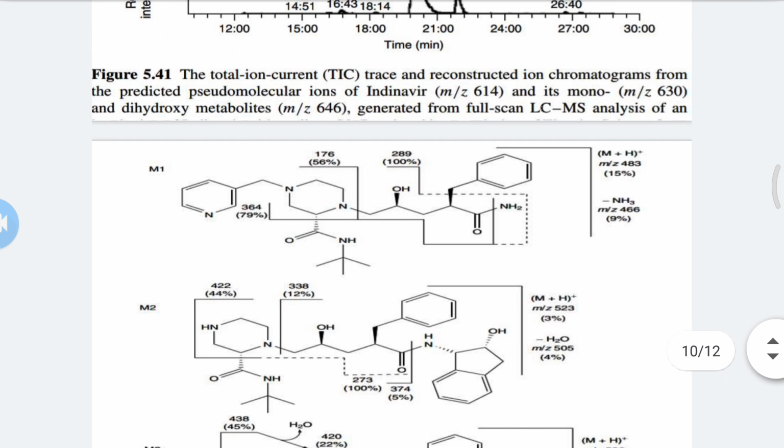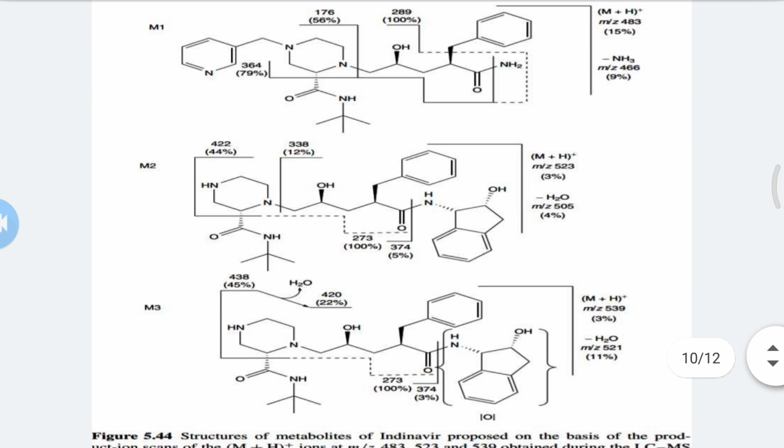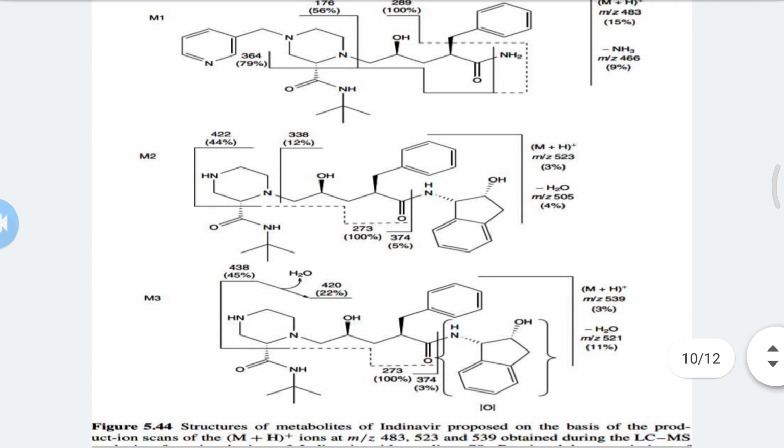Similarly, for M1, M2, M3, three different fragmentations occur. First, fragmentation takes place at the molecular ion near 483 in M1, and it gives ions such as 483, 364, 289 and 176. First fragmentation takes place in M1.